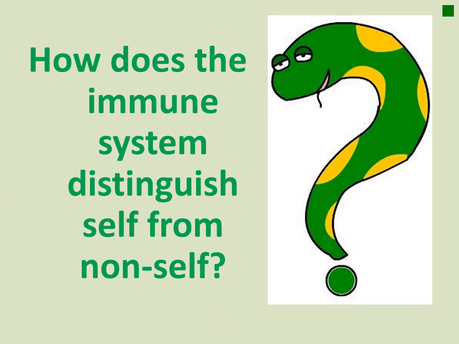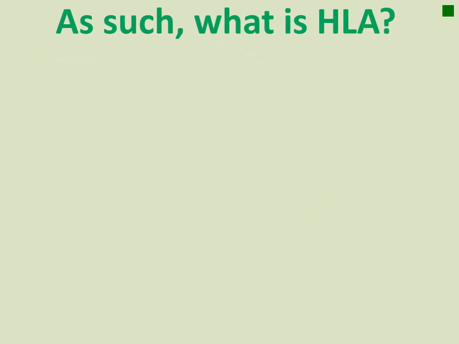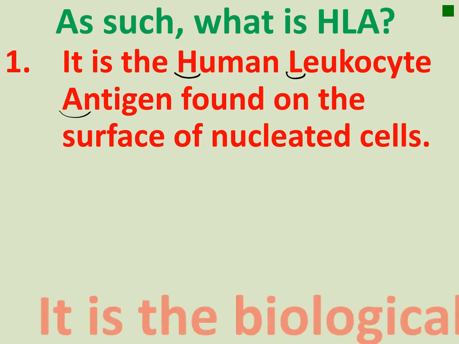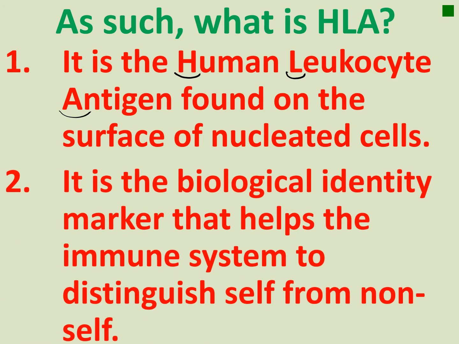So here, how does the immune system distinguish the self from the non-self? As you are distinguished, for example, as Lebanese, you have a Lebanese ID. So in biology, in the immune system, every cell has a biological identity marker. This marker is called the HLA. What is HLA? It's human, H for human, L leukocyte, A antigen, found on the surface of nucleated cells, the cells that have a nucleus. It's the biological identity marker.